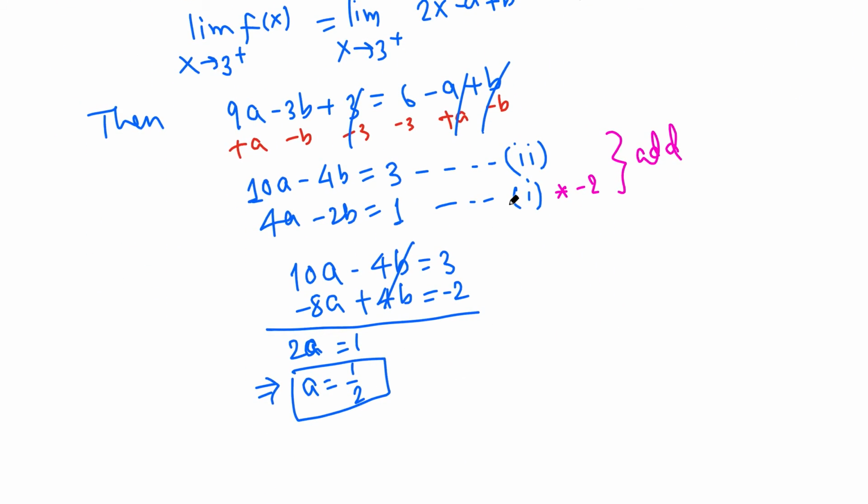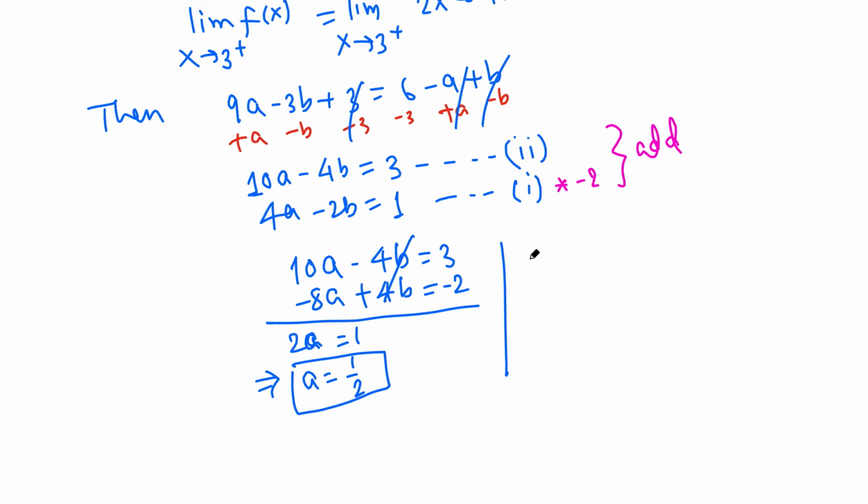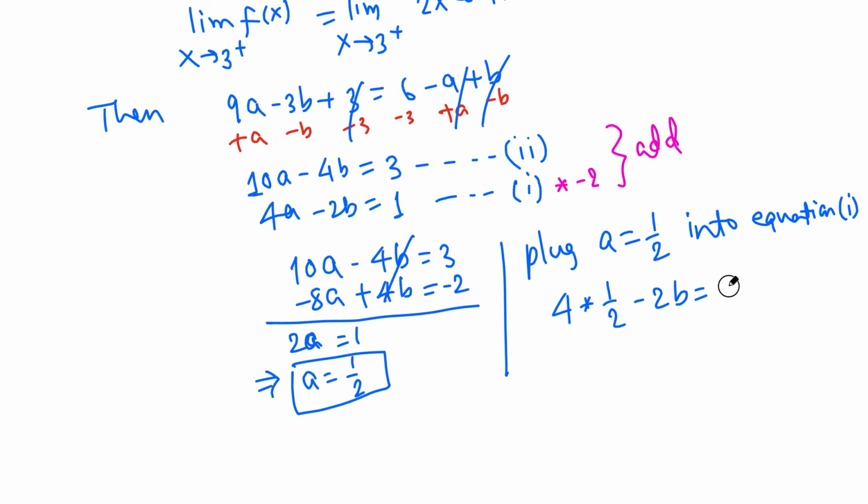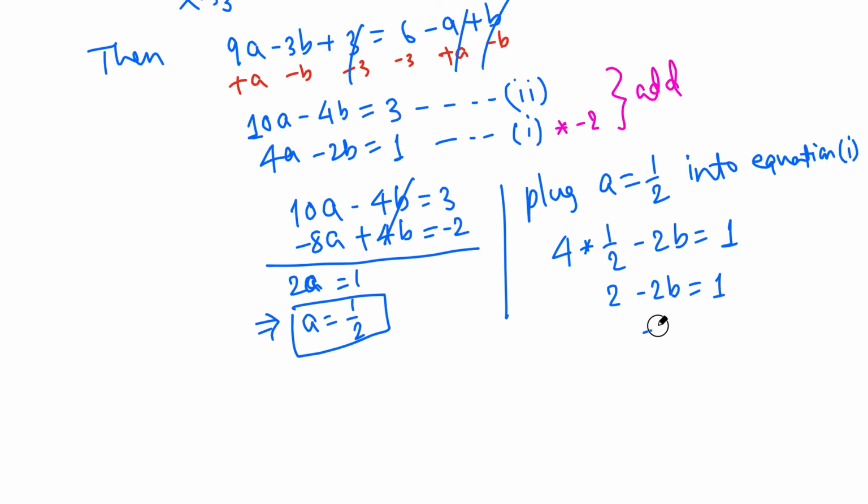Now we can plug a into equation 1 or 2. Plug a equals 1/2 into whichever one is easier, maybe equation 1. You can also plug into 2. 4a, so 4 times a minus 2b equals 1. 4 times 1/2 is 2, minus 2b equals 1. Subtract 2 from both sides, minus 1, divide by negative 2, so b is 1/2.